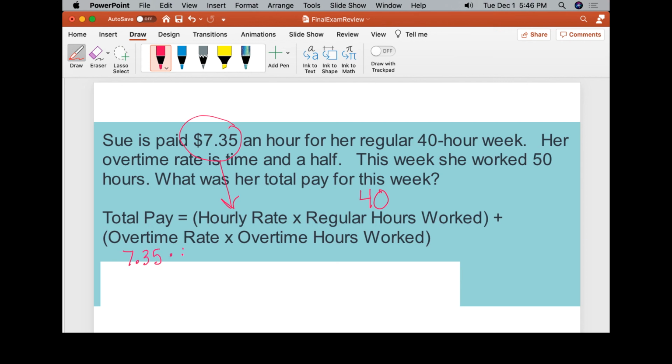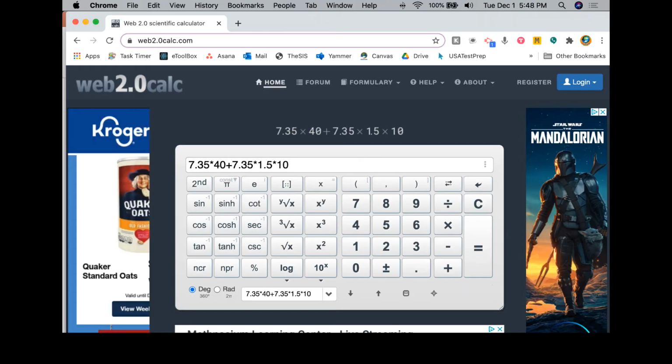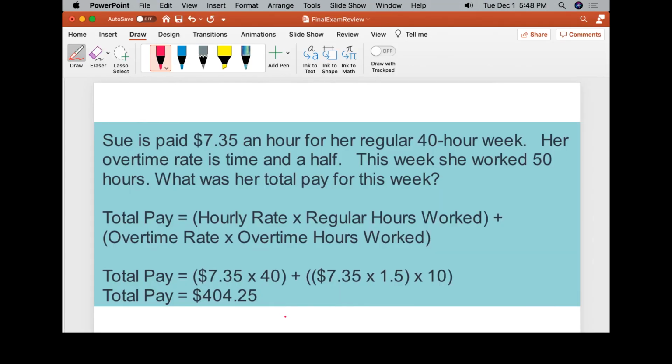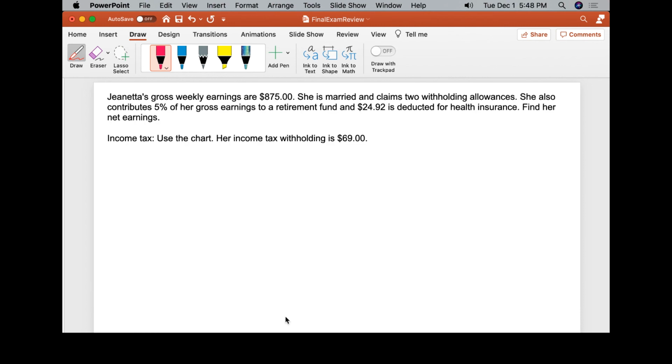So time and a half would be 7.35 times 1.5. And then overtime hours worked. Well, if she worked 50 hours, 40 were regular. That means there's 10 left over. And then what we have to do is just plug this in the calculator. All right, so here's your formula. And we get $404.25. Here's your answer.